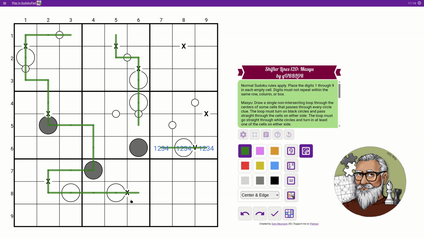But it can't turn down, can it? It can't turn down. Because if it does turn down now, then if we go back, there's nothing there. If we go into box number 9, then we're committed to a three cell section because there are no X's, V's, or Kropki dots here, so that's not allowed. Okay, so this is not possible, and we have to go up.